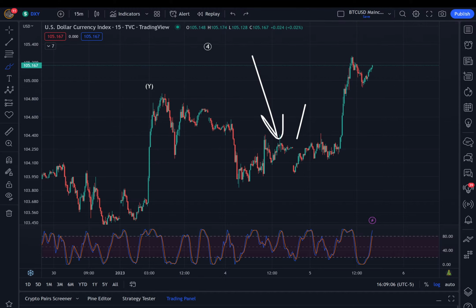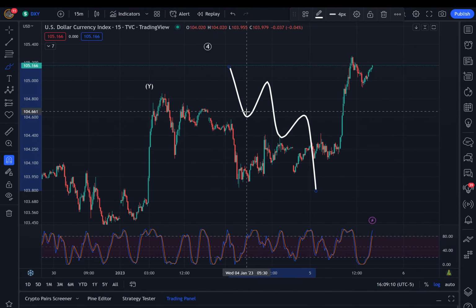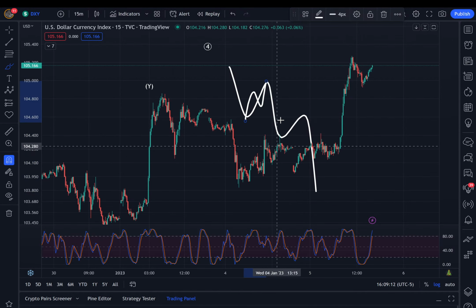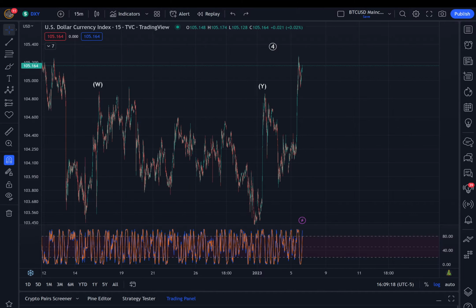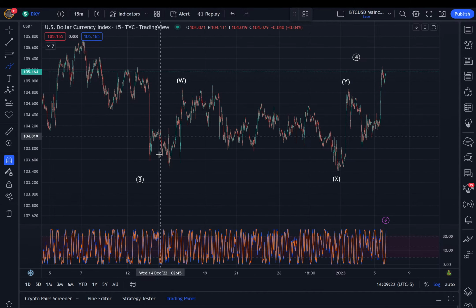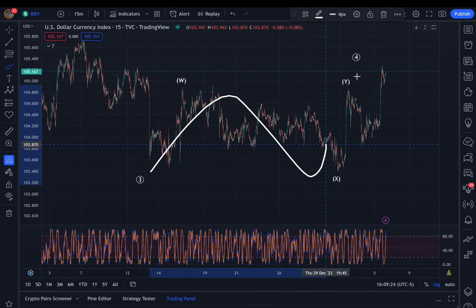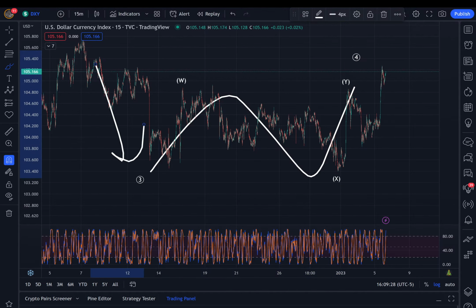But if you're going down, right, then your intra-wave corrections are going to go up. They're going to go up. So here, your intra-wave correction, your double 3 WXY went up because the general trend since September in the DXY is down, okay?